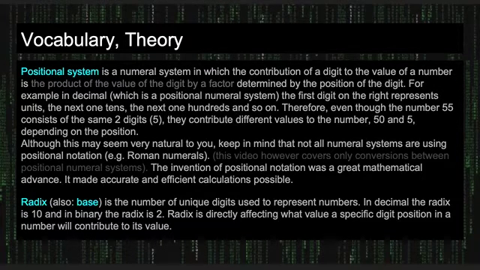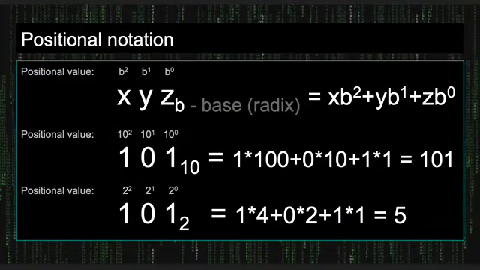A concept related to positional systems is radix, also called base. Radix is the number of unique digits used to represent numbers. In decimal, the radix is 10, and in binary, the radix is 2. Radix is directly affecting what value a specific digit position in a number will contribute to its value. Here we can see the relation between the base and the value by which a digit at a specific position has to be multiplied by in a positional notation in order to get the value of a number.